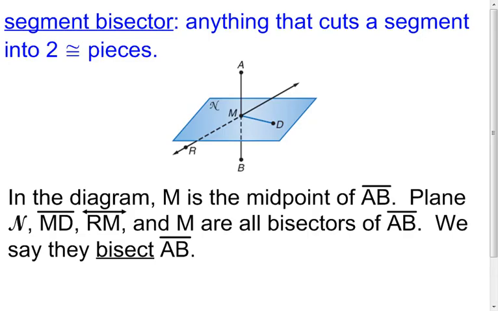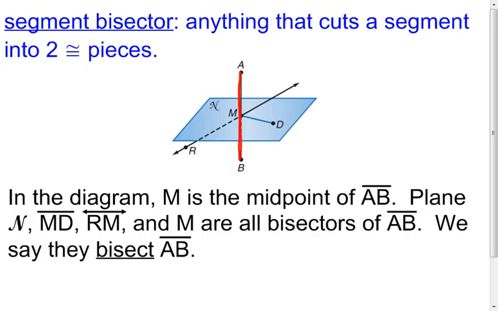The last thing I have here is a segment bisector. A segment bisector is anything that's going to cut a segment into two congruent pieces. I drew a picture here with segment AB as the segment. And then you have all these different things that are bisecting it. Point M is bisecting it. You can say line RM is bisecting it. Segment XD is bisecting it.